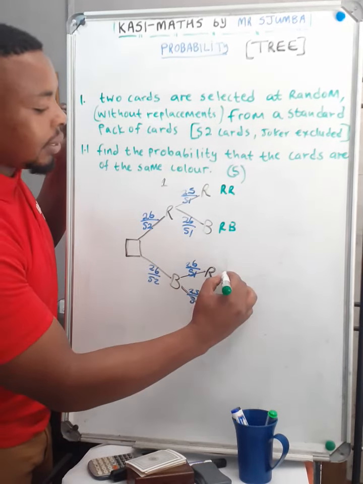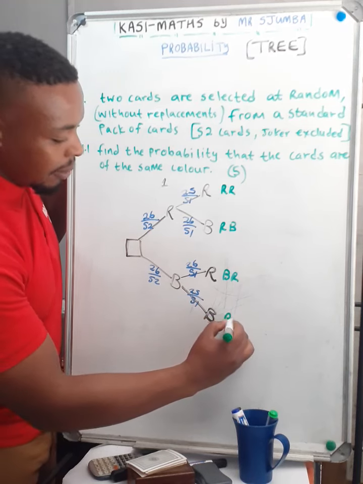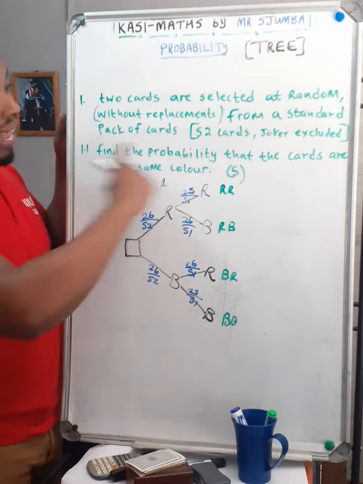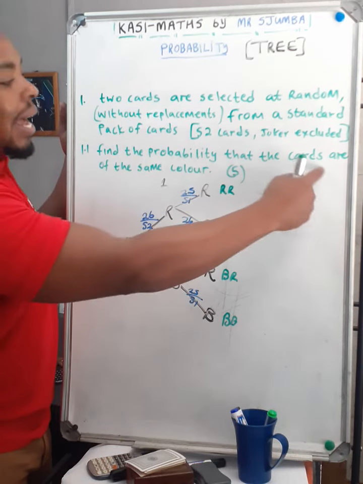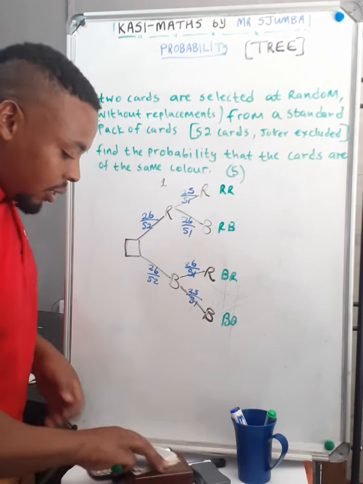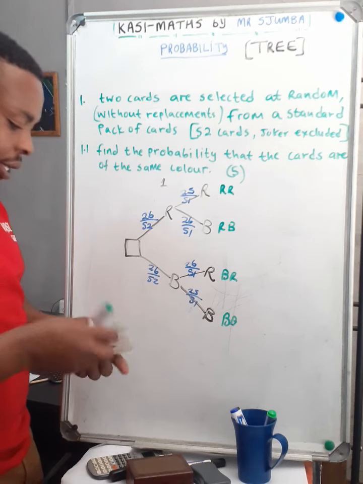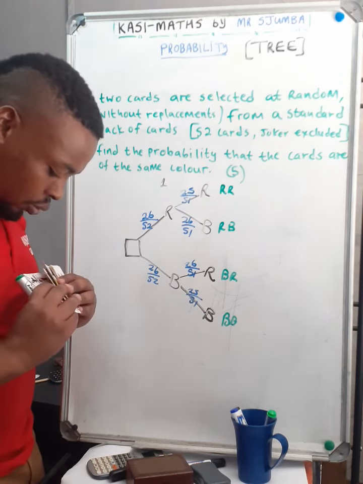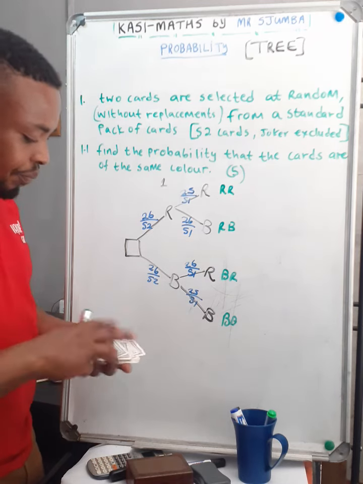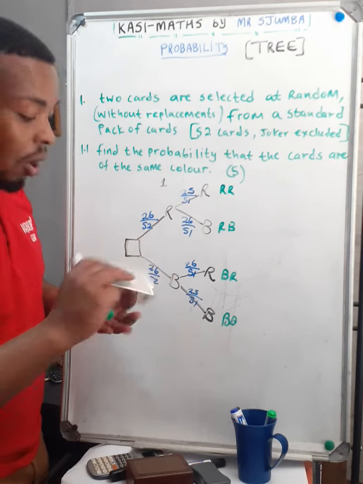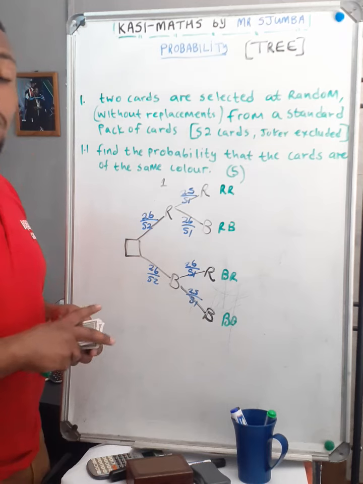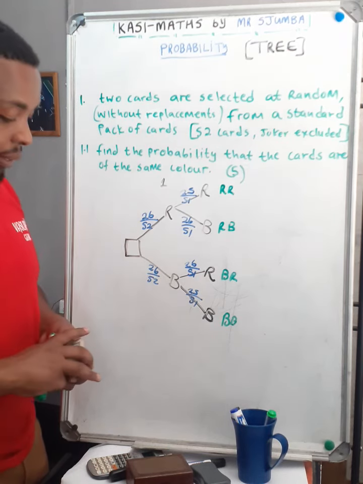So now we have RR, RB, BR, BB. Since we draw a tree diagram, this will help us answer the question: find the probability that the cards are of the same color. Same color means it should be red or it should be black. So we are going to say or. Once we have or, it means that we should add.